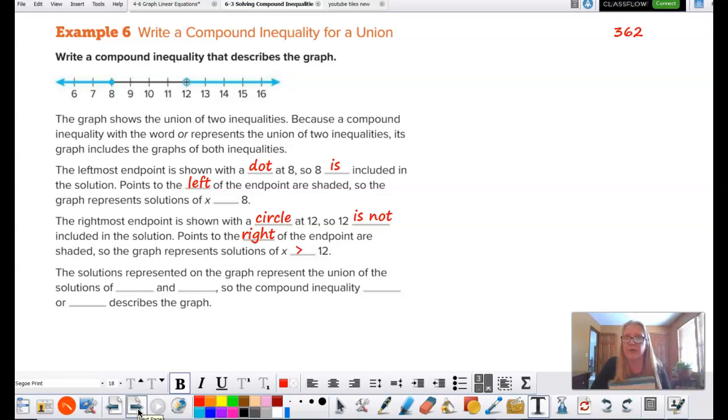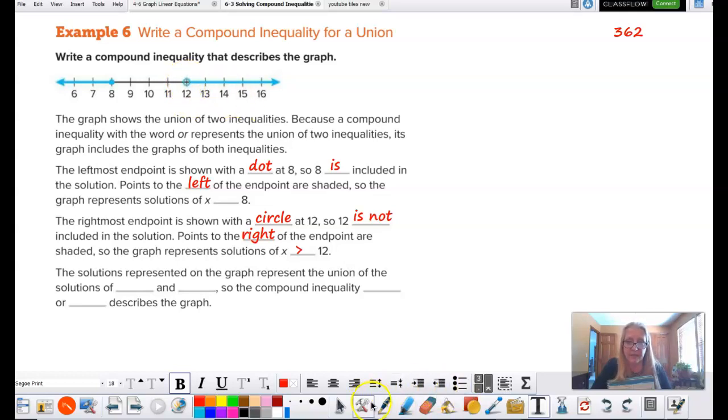Write a compound inequality that describes the graph. Okay, so this is an "or," all right? So we're going to have the 8 filled in and shaded to the left. So this would be an instance where x is less than or equal to 8, okay? And this one is going to be x is greater than 12, not greater than or equal to, because this is an open dot, okay?